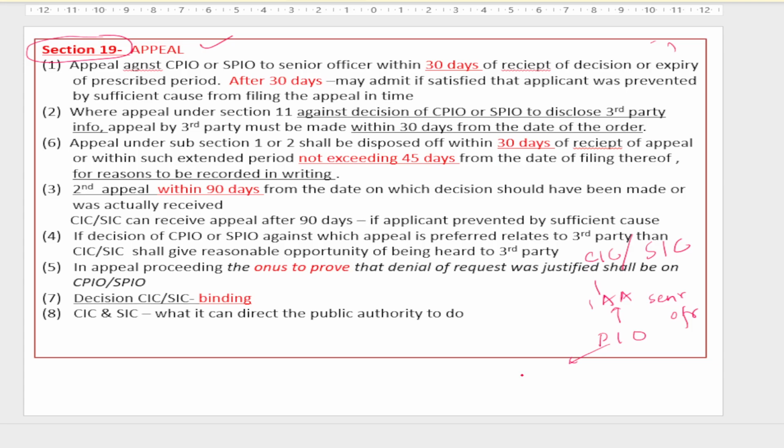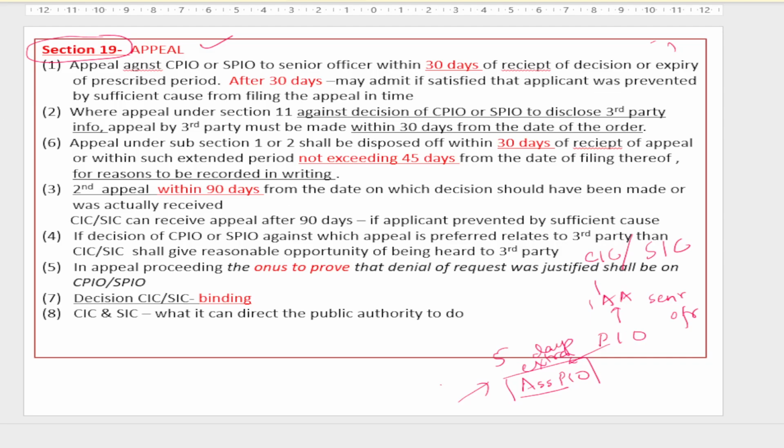Also, at the subdivision level, an assistant PIO may be there. The assistant PIO is to assist the PIO, and if the RTI application is received by the assistant PIO, then 5 additional days will be given for responding to the RTI application. 5 days extra. So we are going to study the appellate mechanism.